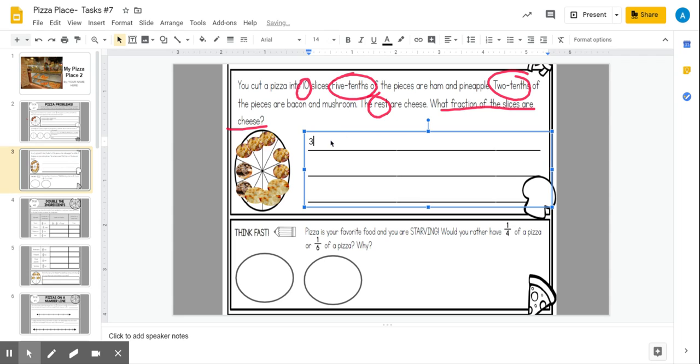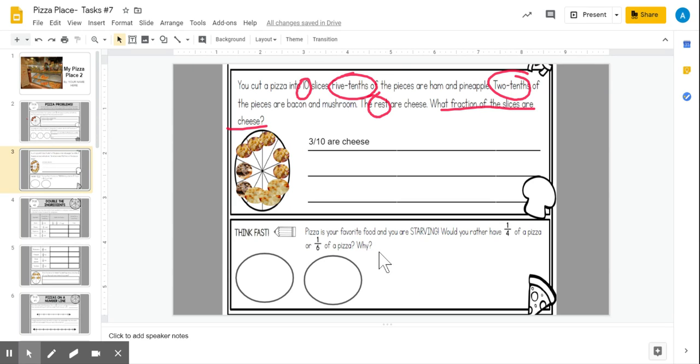So my answer would be 3, but if I said 3 cheese slices, would I be correct? I hope you guys are saying no, because if I go back to my question, it says what fraction of the slices are cheese. So that is wrong. I'm going to delete that. And it's 3 out of our original slices, which we have 10 original slices. So it's 3/10 are cheese.